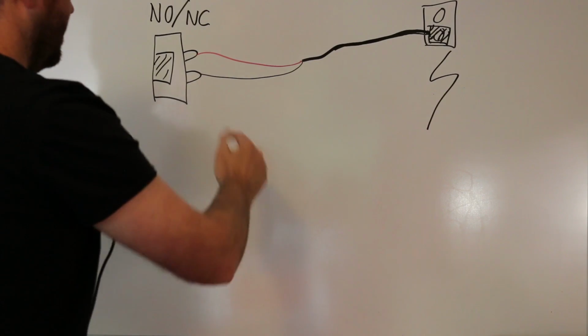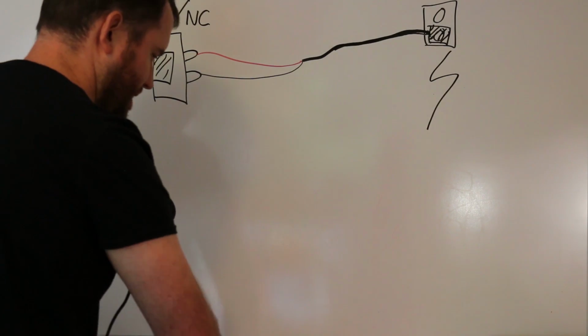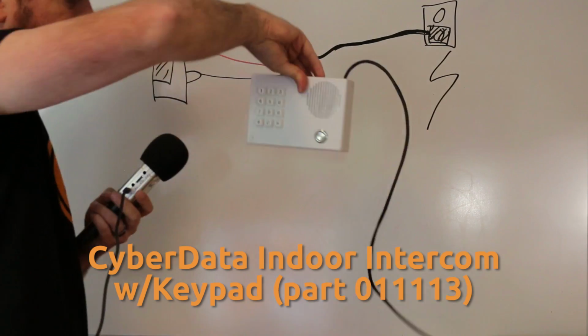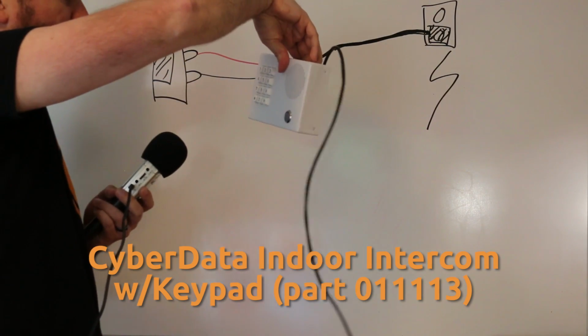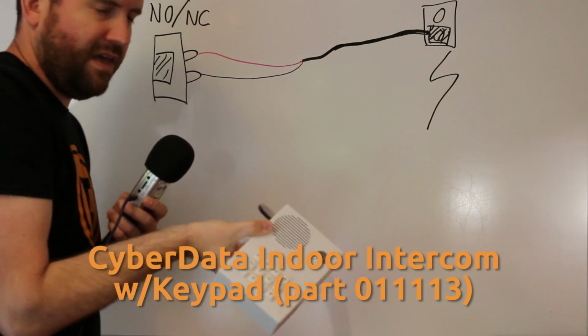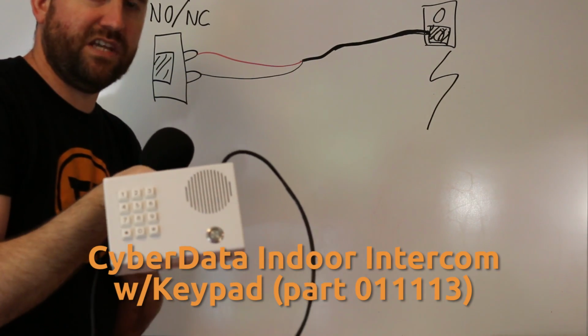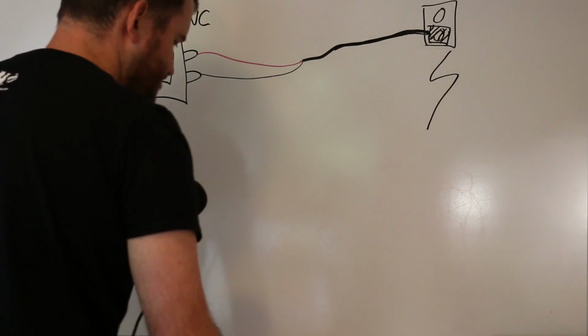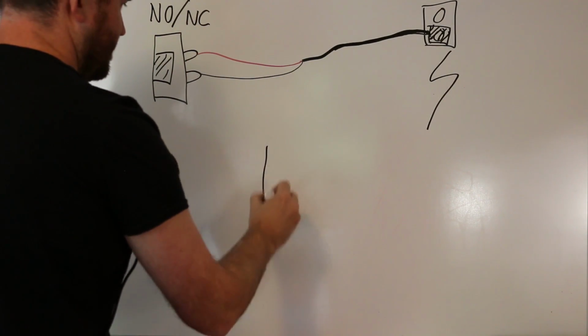Okay, so we're going to start down here, and we're going to do a device like this right here. This is the Cyberdata, I forget the model number of this one, but basically you get a button that you can press and it rings a phone. And then you've got a keypad that you can enter some digits into in order to open or unlock the door, open the gate, whatever. So we'll say we've got that device.